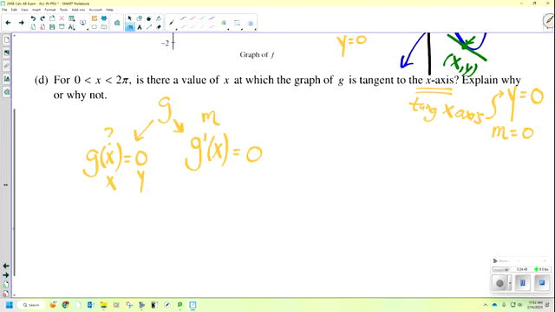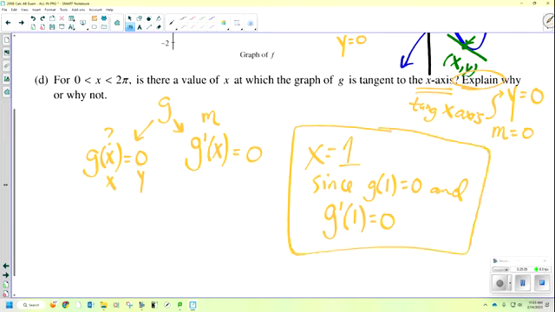So guess what? At x equals 1, explain. Doesn't tell me how to show my math work. Since g of 1 equals 0 and g prime of 1 is 0.